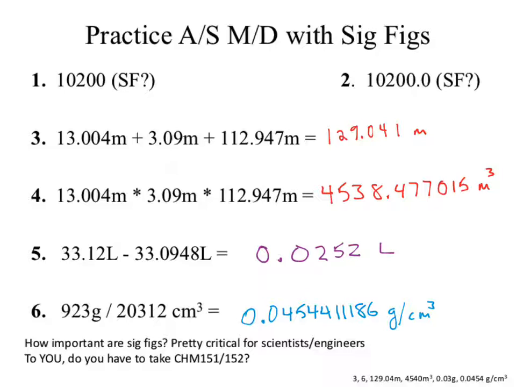When you do addition, subtraction, where do you report your sig figs to? The least precise place. So that means we go back and look at our numbers. The first number reports out to the thousandth. The next one reports out to the hundredths. The last one reports out to the thousandths. Which means our answer is going to be limited by the hundredths, which means that's as far out as we can report. We can only report to the hundredths. Your answer becomes 129.04.